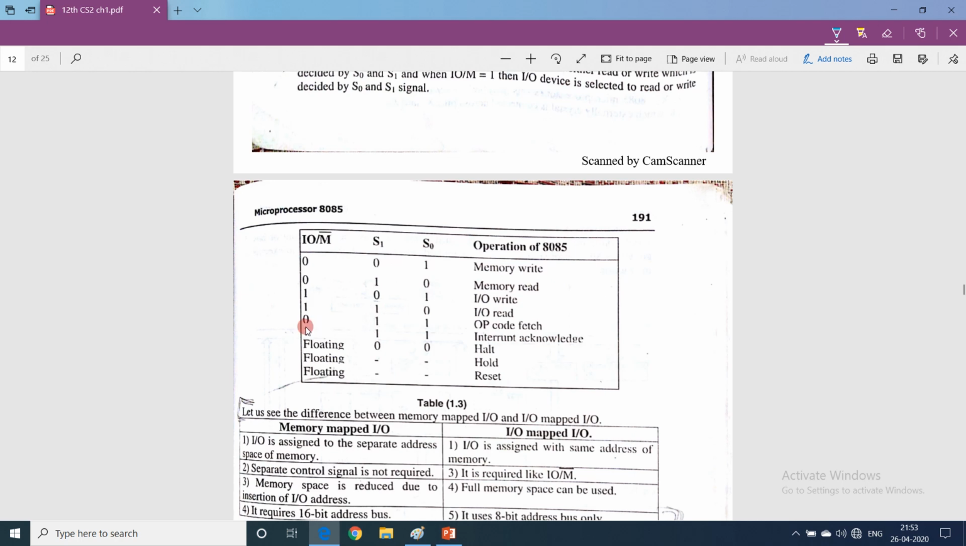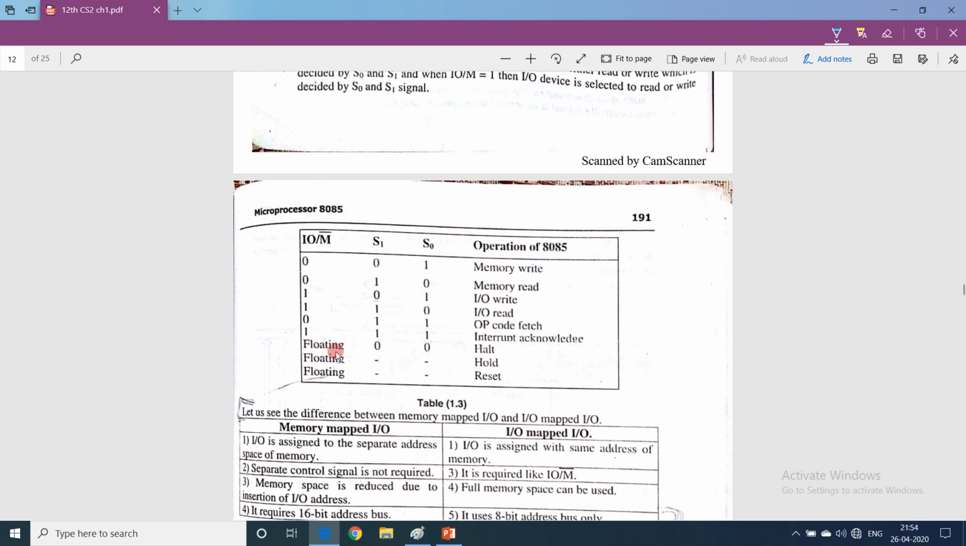When IO/M bar is 1, S1 is 1, S0 is 1, that is interrupt acknowledge. It is used to acknowledge when the microprocessor receives an interrupt. The microprocessor tells the peripheral which had sent the interrupt request to the processor that yes, I have received the interrupt and I'm working on it.